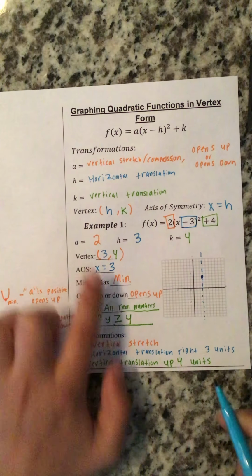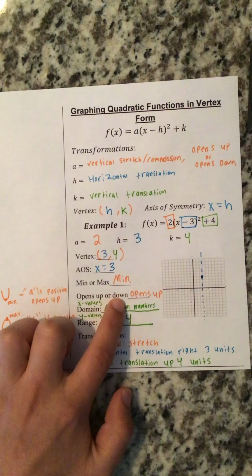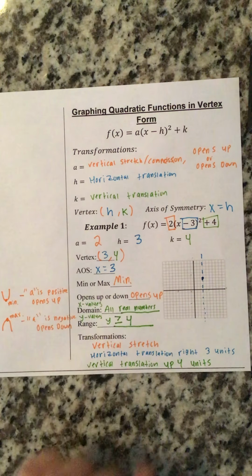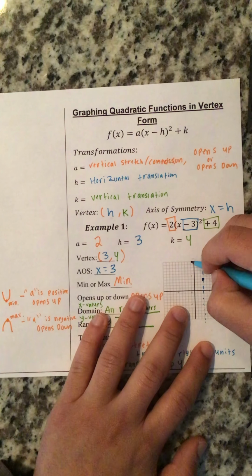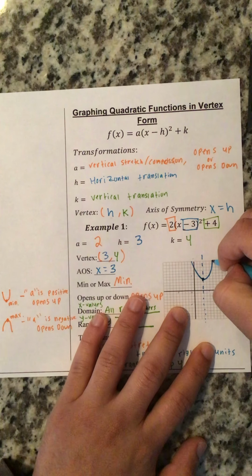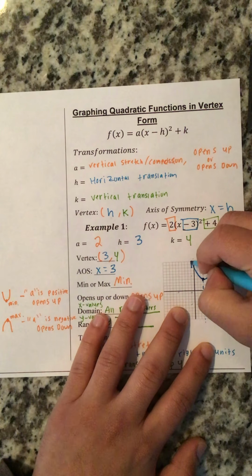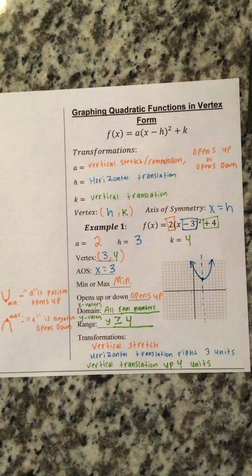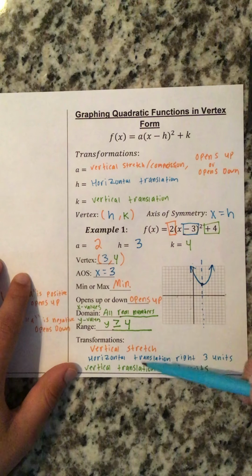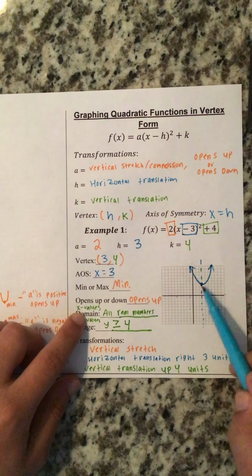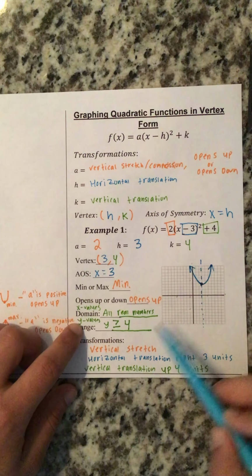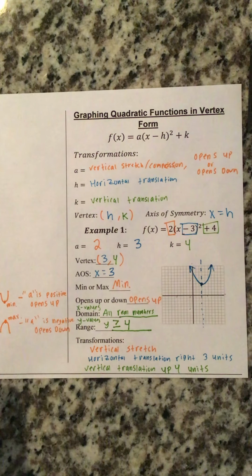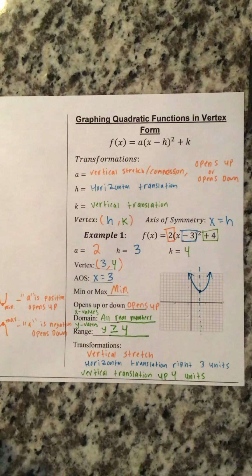Now, we know it opens up, so all I want you to do is draw a rough sketch, like this. I know it's not going to look perfect, but that's okay. As long as you get the idea that it opens up, that's the vertex, that's the axis of symmetry. And if we look at this graph, everything fits. The domain is all real numbers. The range is y is greater than or equal to 4. Everything works out, and we're good on that one.